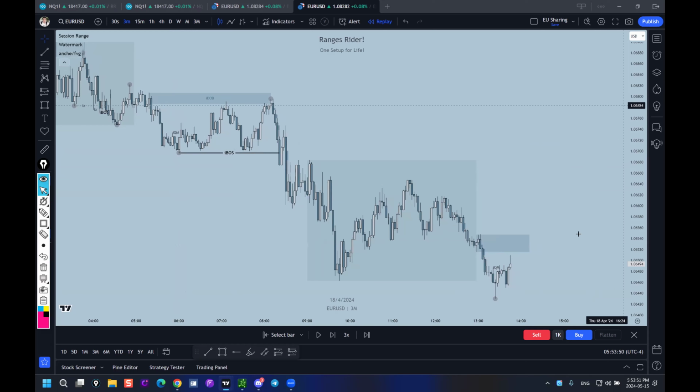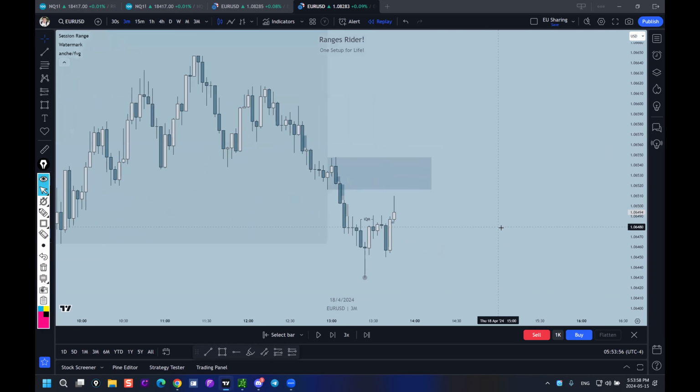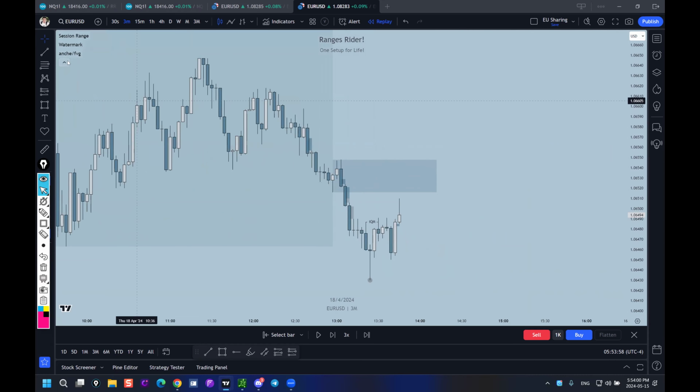So if this is the QM, the market already took the liquidity. And it also has some fair value gap. I'm just afraid, let's see the risk to reward, something like this. If I cover the fair value gap, sometimes the market will just take the fair value gap, but sometimes it will go to take the order block.